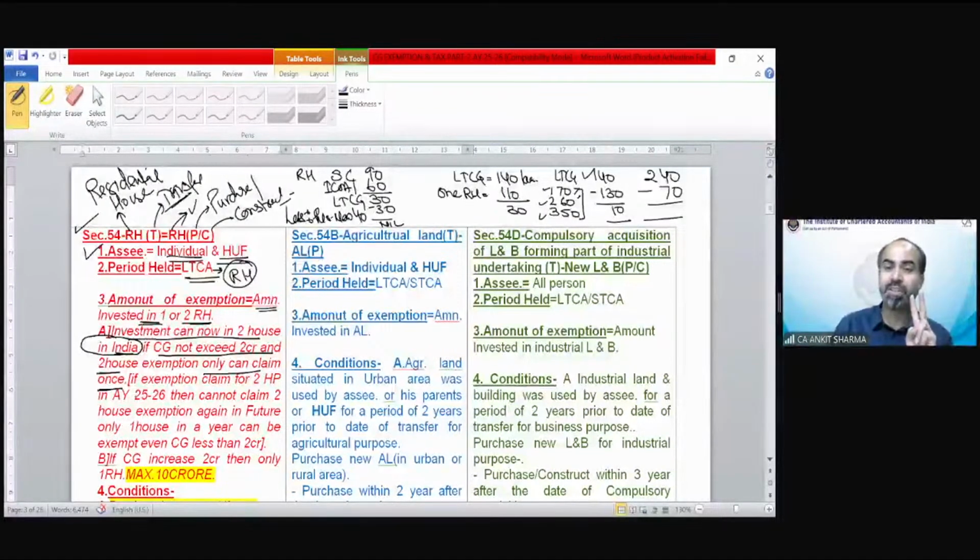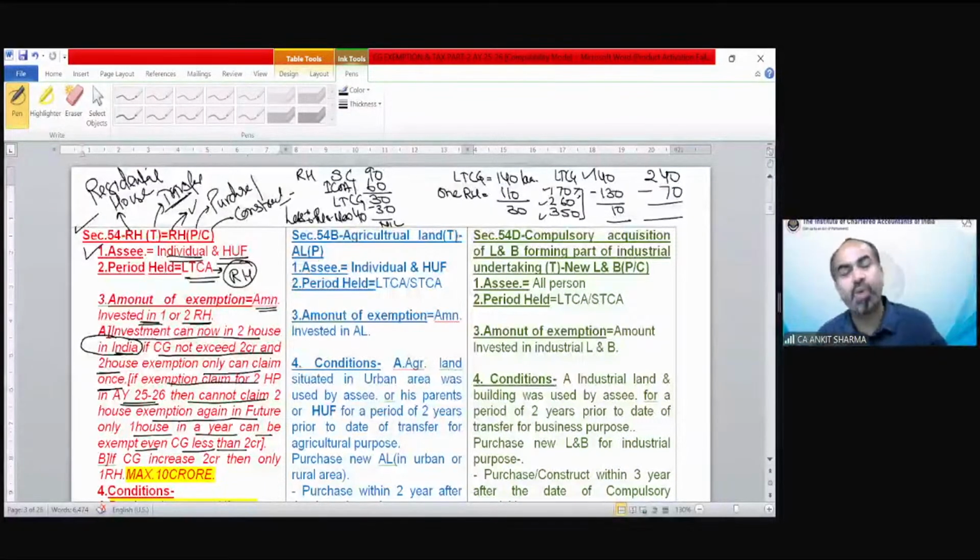So the two house exemption has two restrictions. First, lifetime, only once can you claim. Second, capital gain should not exceed 2 crore. If the exemption is claimed for two house properties in assessment year 25-26, then you cannot claim the two house exemption again in future. Only one house in a year can be exempted, even if the gain is less than 2 crore. So once you have taken the benefit of the two houses exemption, you cannot claim it again in the future.